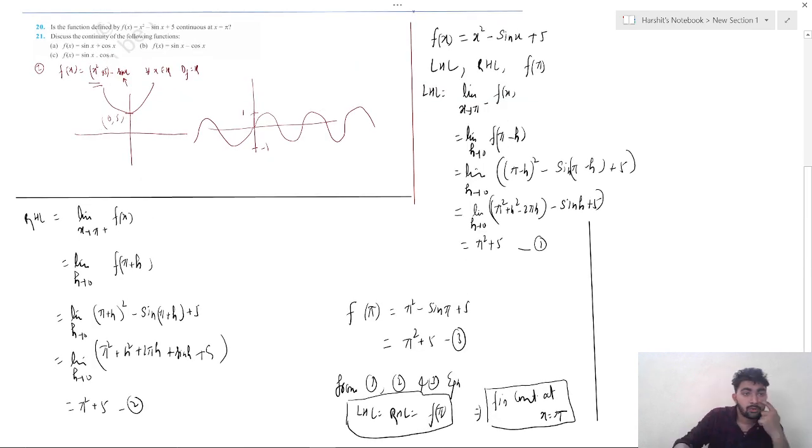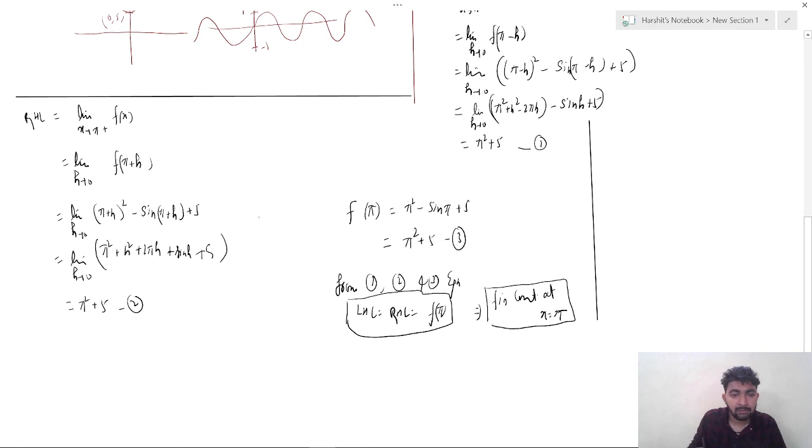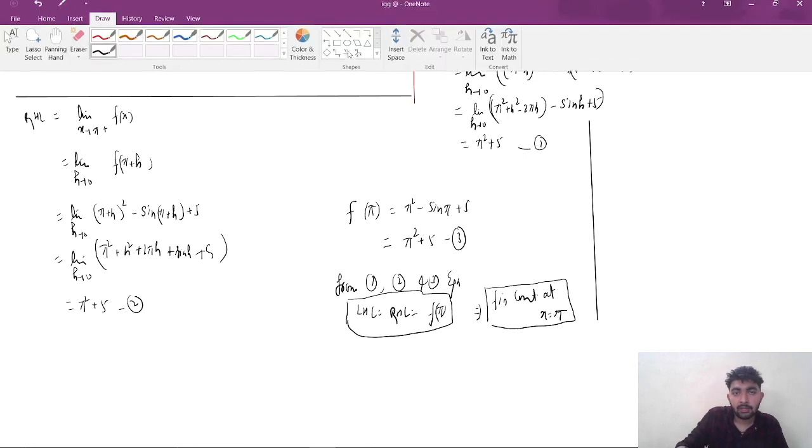The next one is the 21st question. What they are saying is: discuss the continuity of the following function. You can observe that the function f of x in the a part, b part and c part uses only two functions. One function is sin x, the other function is cos x. So how can we write the solution of this one? Actually, algebra of continuity is given.